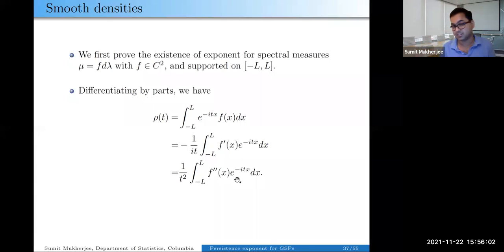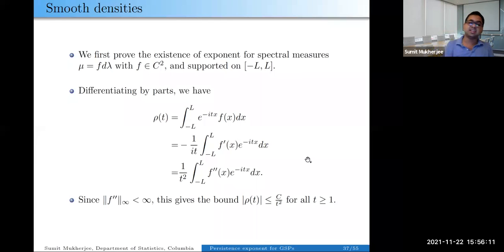If your f is nice, you can do this; if f is not nice, you cannot. But if f is twice differentiable, you can do this, and you get this easy bound, which is that the correlation decays like a constant over t squared. In particular, the correlation is uniformly integrable. And so the type of techniques that was used in a paper with Amir is also relevant here.